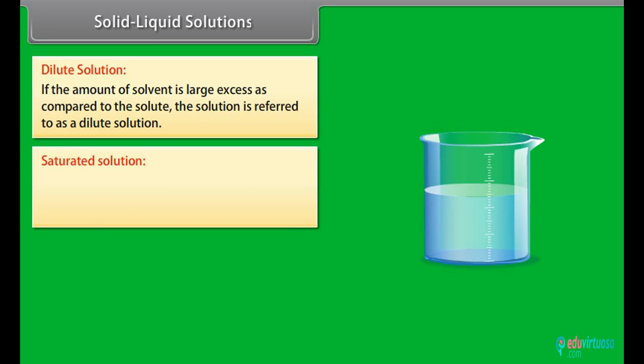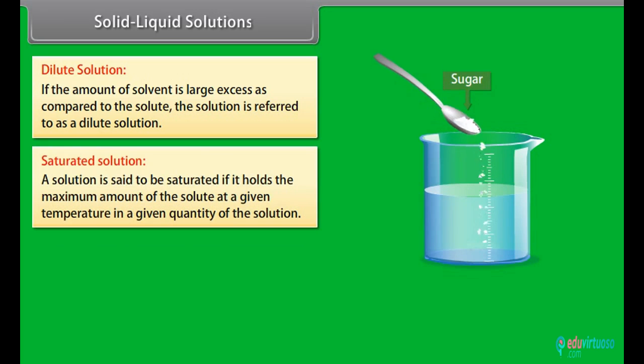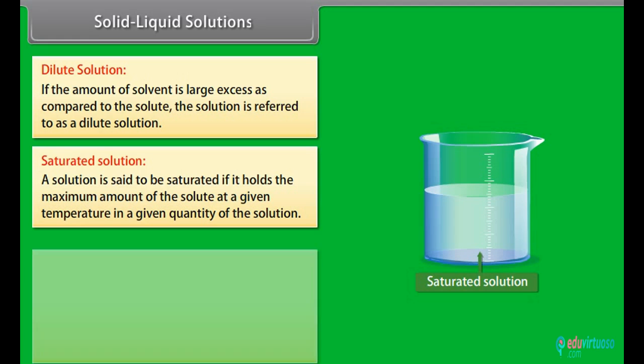Saturated solution. A solution is said to be saturated if it holds the maximum amount of the solute at a given temperature in a given quantity of the solution. Solubility.